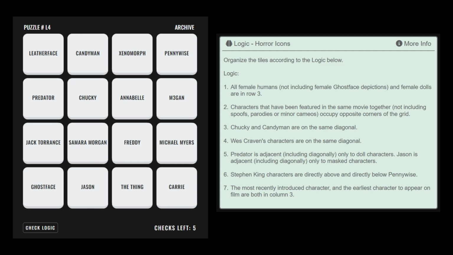This is the Horror Icons logical explanation video. There are many ways to arrive at the solution of this puzzle without guessing, this is just one way.